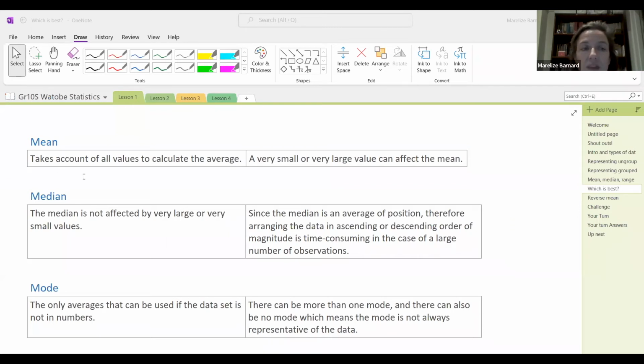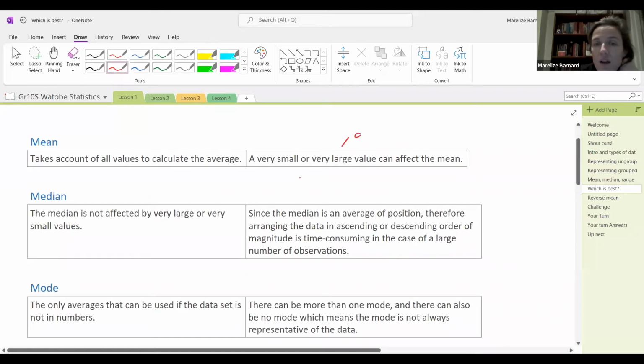So the mean takes all values into account when you calculate it, and that's a really good thing, because you're not leaving any values out. Like, for instance, the median, it's really just the middle value that you're looking at. But the mean includes all data values. The disadvantage of that is that it is affected by very small and very large values, and we sometimes call those values outliers.